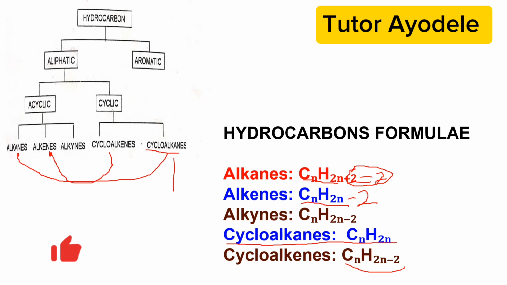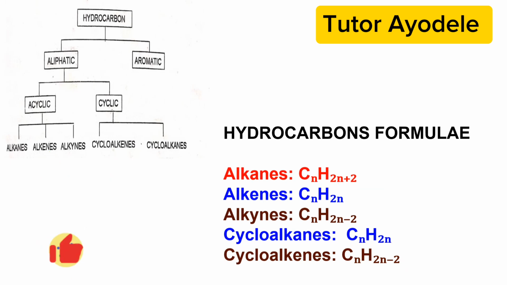So what is this tip again? Let me repeat it. You should know the formula for alkanes, CnH2n plus 2, right? To get alkenes, subtract 2. To get alkynes, subtract 4. The cyclo form is different. For the cyclo form of alkanes, come back to the formula for alkanes and subtract 2 again. For the cyclo form of alkenes, come to alkenes and subtract 2 from the formula of alkenes.